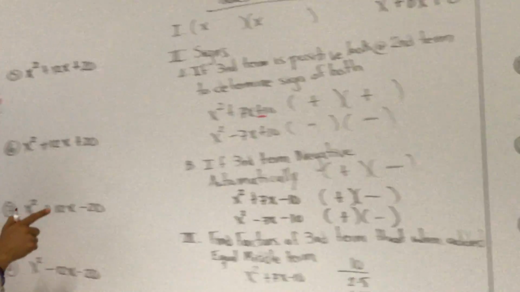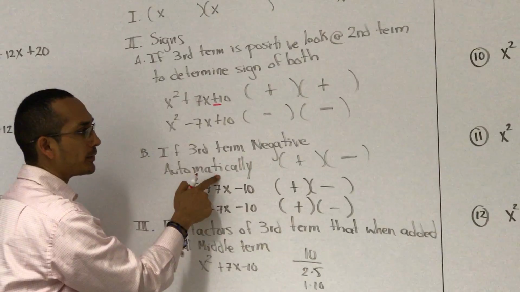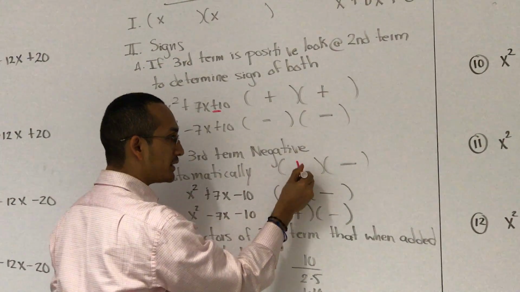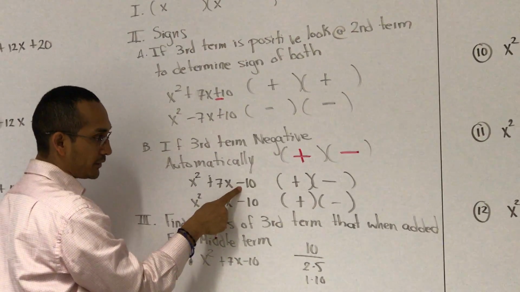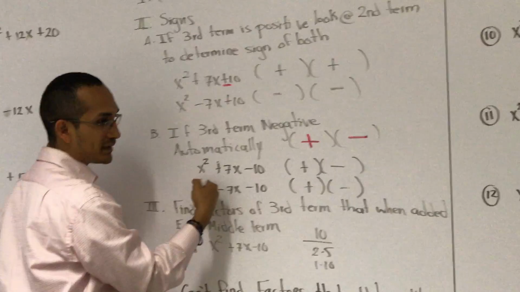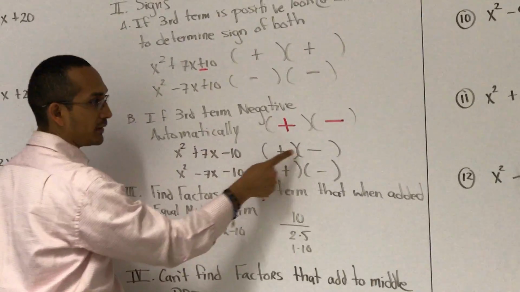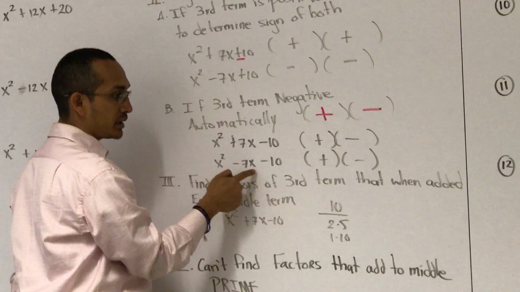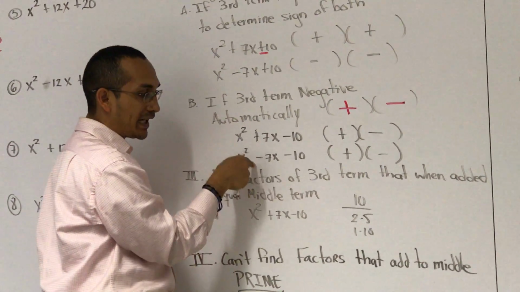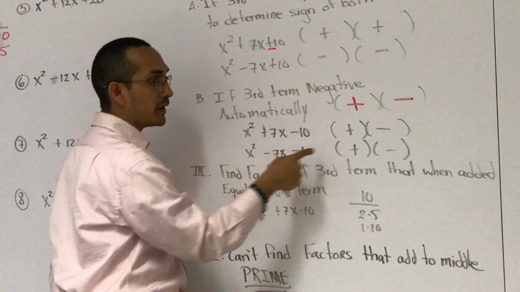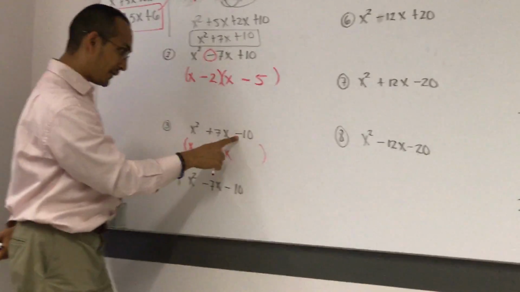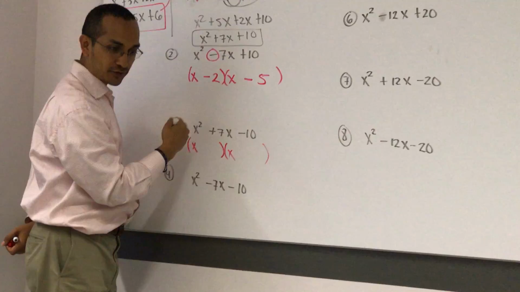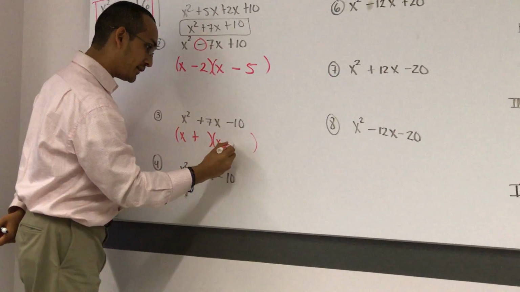So if we look over here, if the third term is a negative, automatically one of them is going to be positive and one is going to be negative. For example, if you have a negative here with the third term, you don't even have to look at the second term. You know that one is positive and one is negative. Another example, if this is negative, again, I don't care whether my second term is positive or negative. I know that one is positive and one is negative. So we go back to the original. In this case, you have negative. So again, I don't care what my second term is. I just have one positive and one negative.